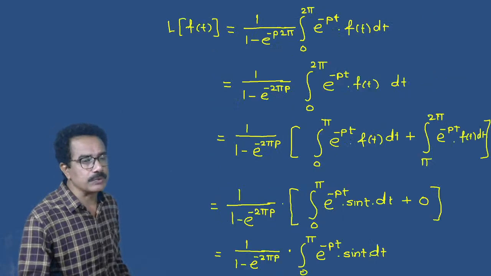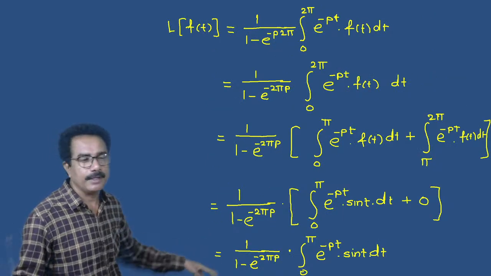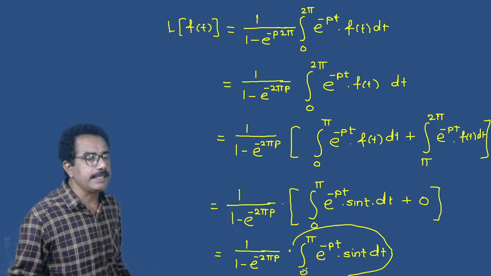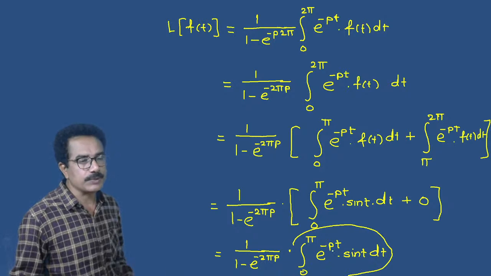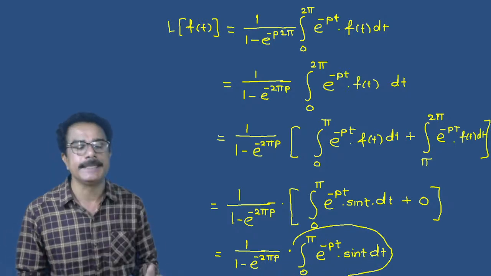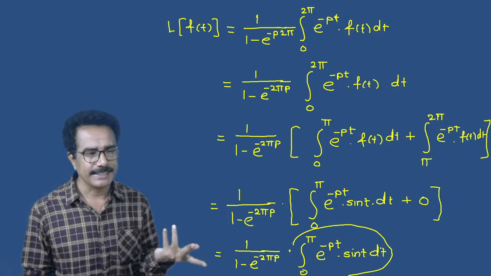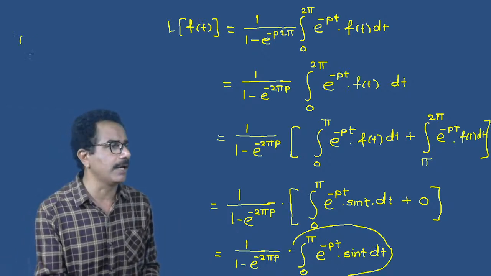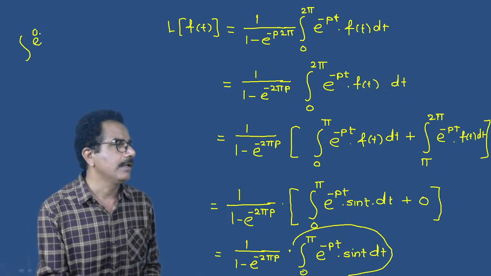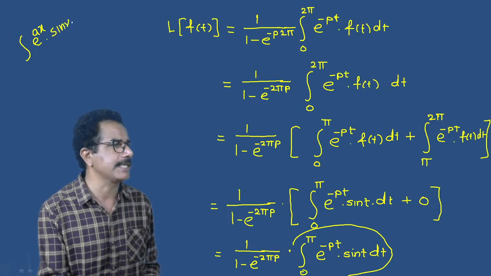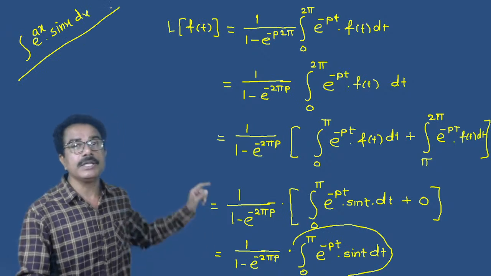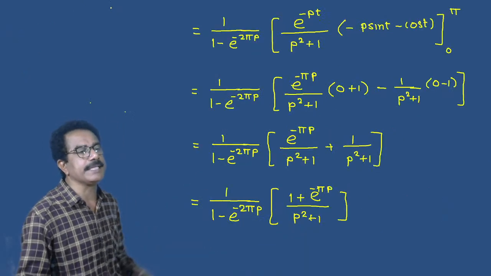Now our aim is to solve the integral. Integral from 0 to pi e raised to minus pt into sin t dt. And you know that we have already given the formula for the integral of e raised to ax into sin bx dx. According to that formula, we can evaluate this integral.